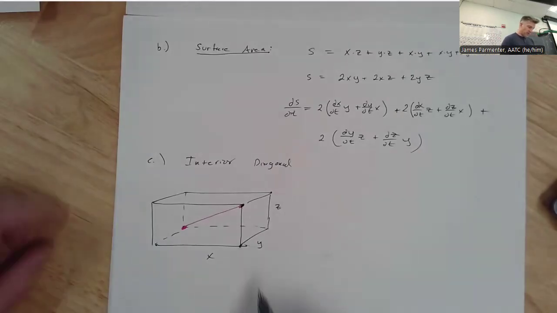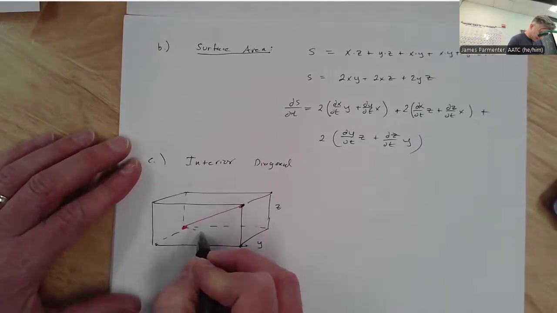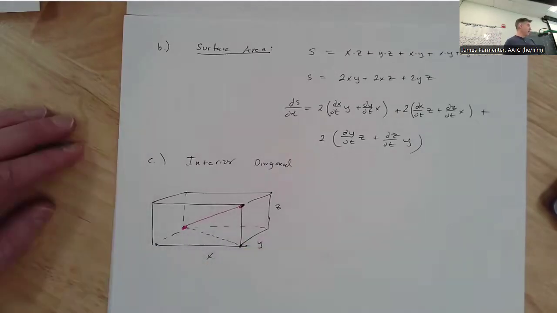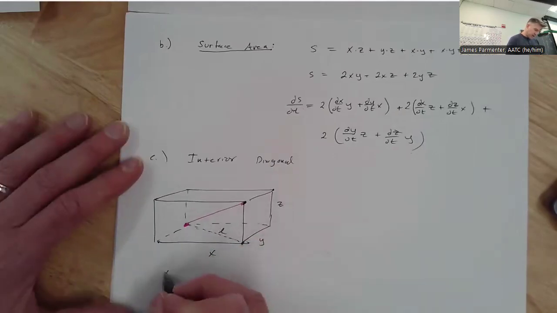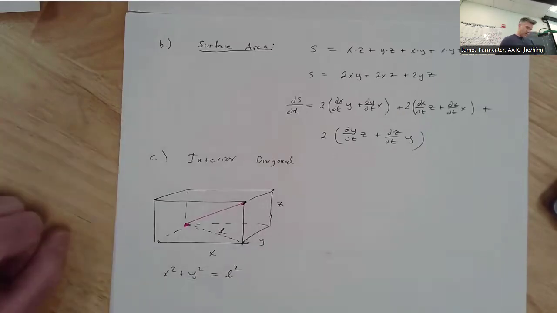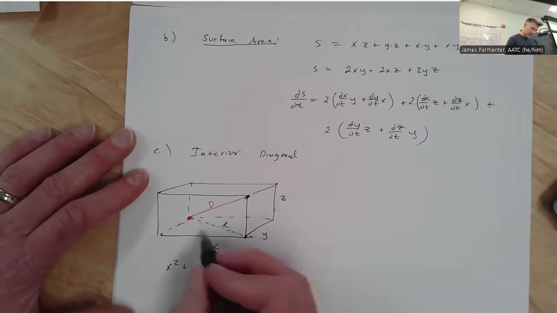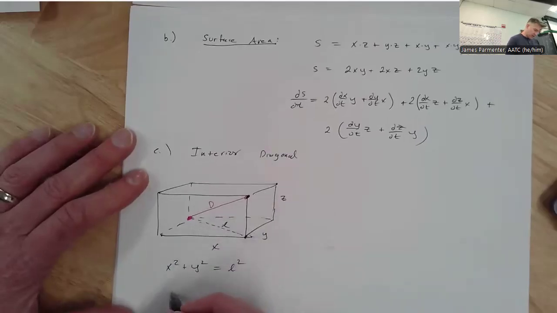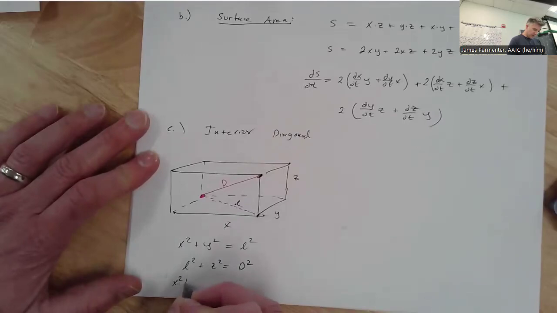Okay, so just to point out, if you didn't know how to find this length, you could first find this length here by using the Pythagorean theorem. So this length here, let's call it L. We know that x squared plus y squared equals L squared. And if you want to find this other length, let's call it D, we could say that L squared plus z squared equals D squared. But then L squared is really x squared plus y squared. So not surprisingly, x squared plus y squared plus z squared equals D squared.